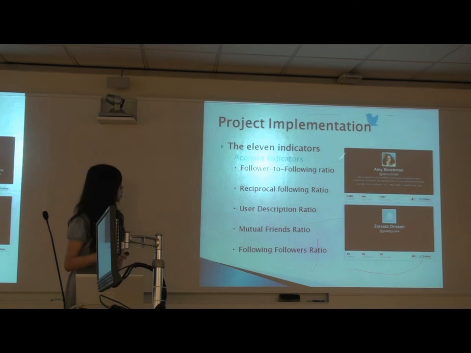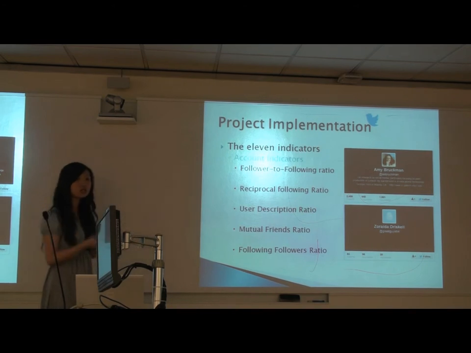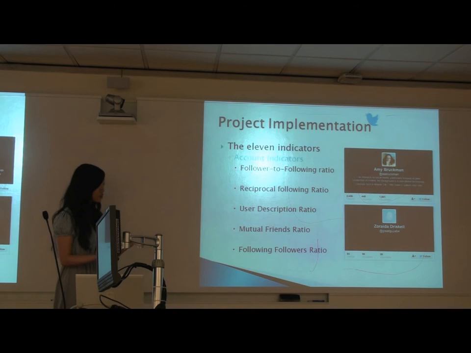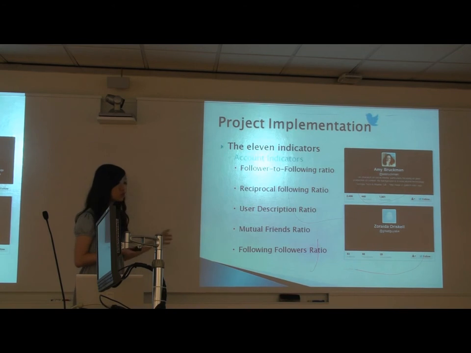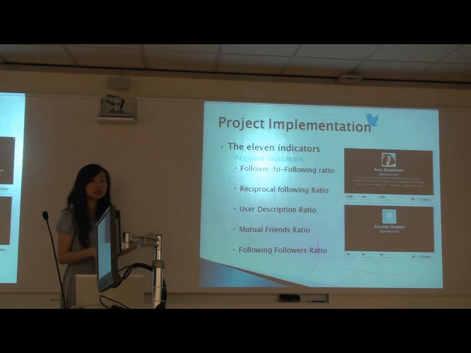Another one will be the follower to following ratio. You can see that as spamming accounts need to attract attention and need to display the spam messages to as many users as possible, they tend to follow a lot of users. However, legitimate users do not normally follow a spammer. So they will have many followings but not many followers.